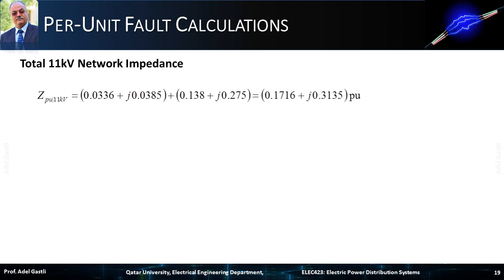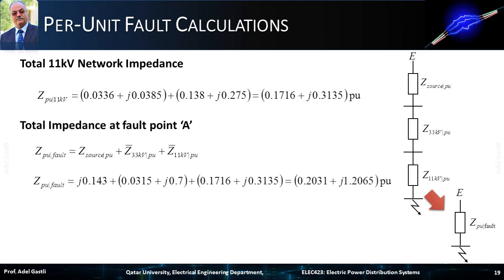The total 11 kV network impedance is then calculated by summing all the previously calculated per unit impedances of the two cables that are connected in series. The total fault impedance at fault point A is therefore calculated by summing the source, 33 kV network and 11 kV network impedances. So, the absolute value of the total fault impedance is 1.223 per unit.